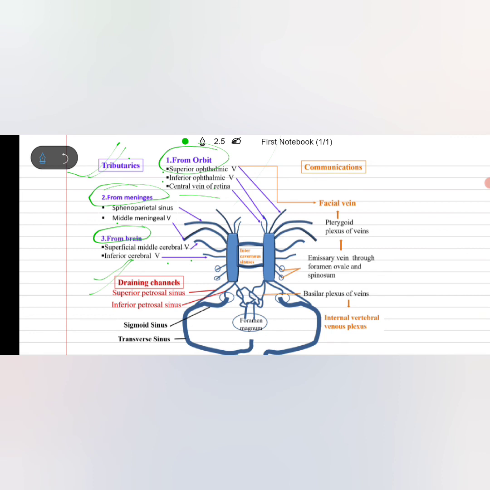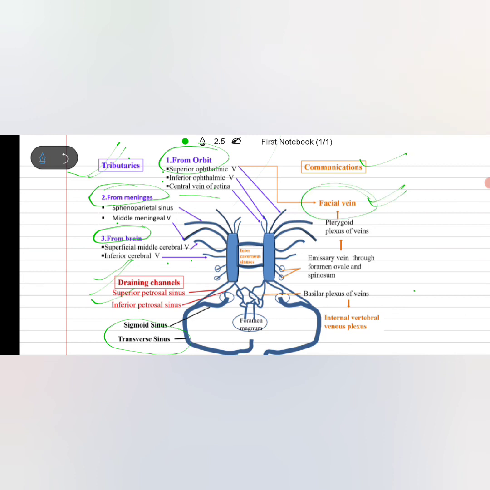Now communication. It communicates with the transverse sinus via the superior petrosal sinus. It communicates with the internal jugular vein through the inferior petrosal sinus and the plexus of veins around the internal carotid artery. Now with the pterygoid venous plexus, it communicates through the emissary veins which pass through the foramen ovale, foramen spinosum, foramen Vesalius, and foramen lacerum.